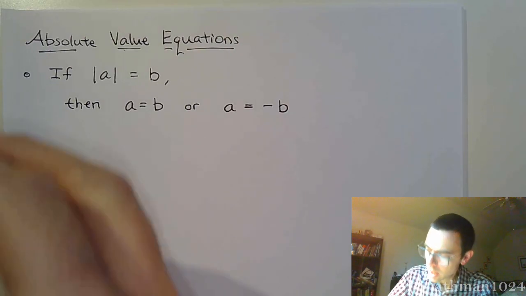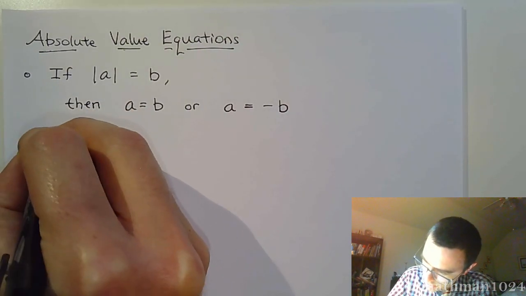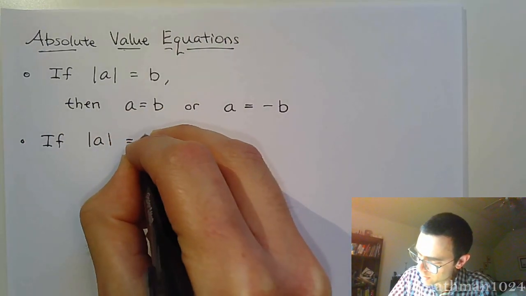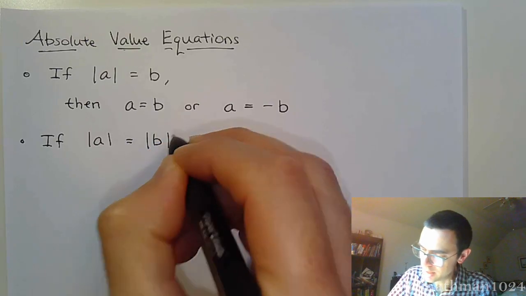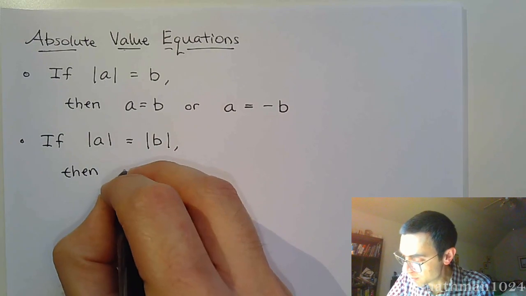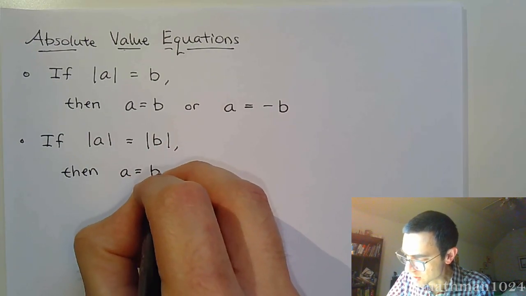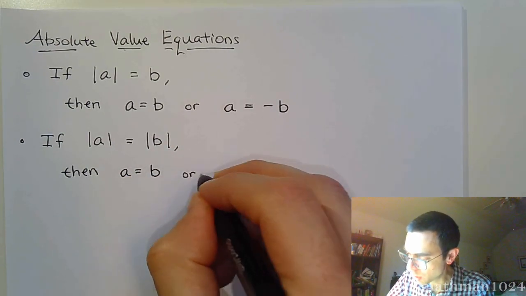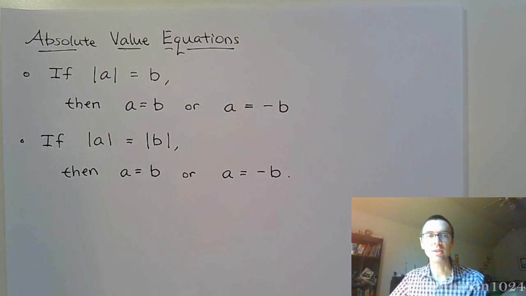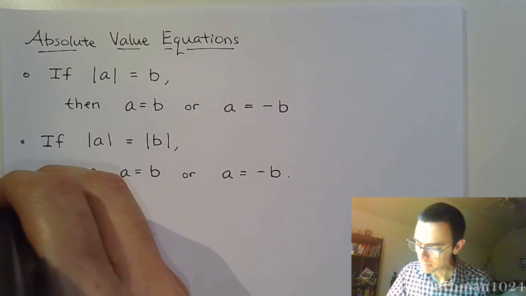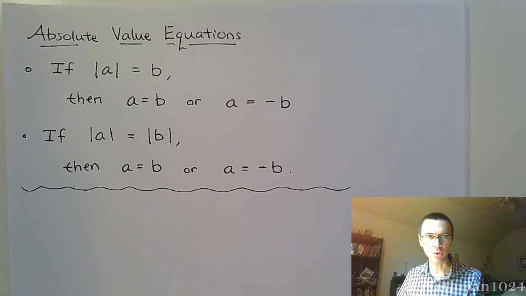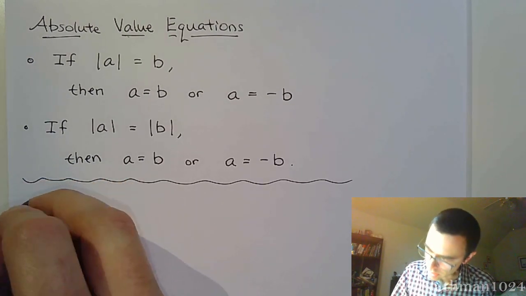Okay? The other statement that we have here when it comes to absolute value equations is if the absolute value of A equals the absolute value of B, then the way that this equation is going to be true is if those expressions inside are the same or if they are opposites of each other, like this. Now, we've already seen these, we've already worked through them, so this is really a review.